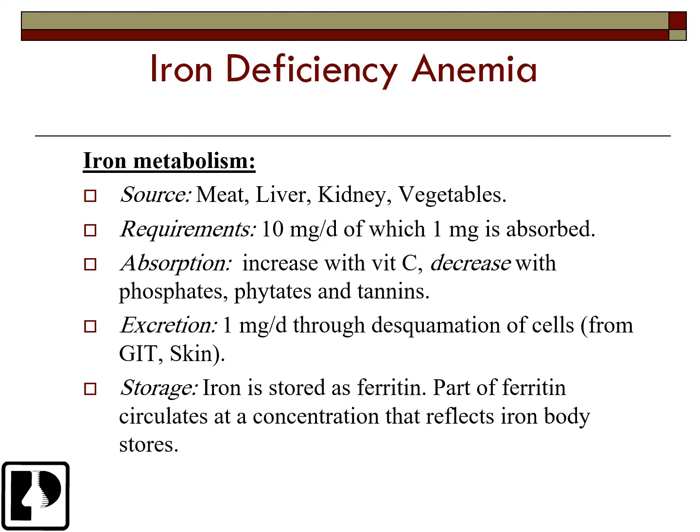We will start with the first and most common type of anemia, iron deficiency anemia. Iron metabolism: where is the source of the iron? Iron is present in meat, liver, kidney, vegetables, and so on. The requirement is 10 milligrams per day, but only 1 milligram is absorbed.